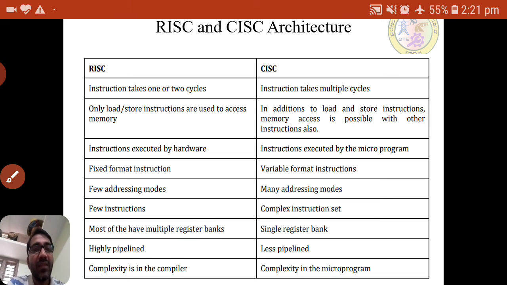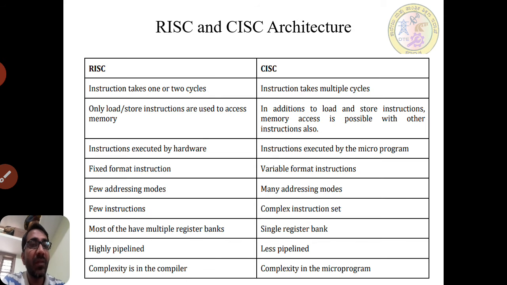And the last one, the complexity in the compiler. The complexity in the compiler design is in the RISC architecture. The compiler is the tool which will compile the program and identify the errors and warnings, all those things. And in CISC the complexity is in the design. Okay, the design is complex here, and here it is the compiler complexity. These are the differences between CISC and RISC architecture.